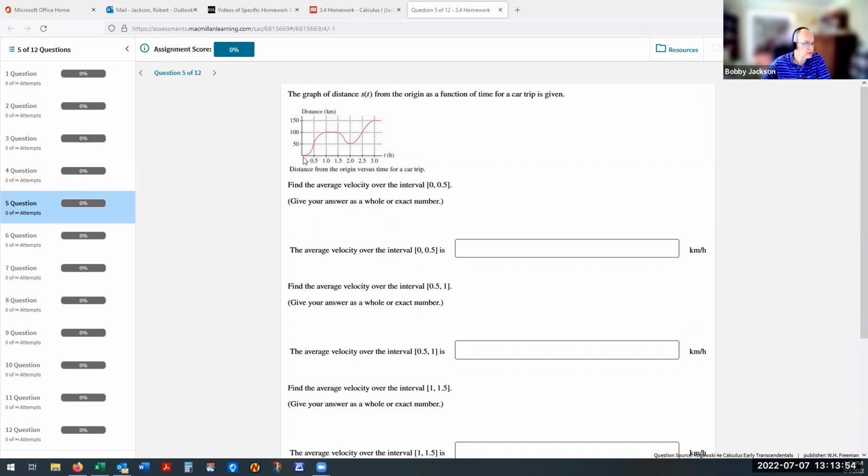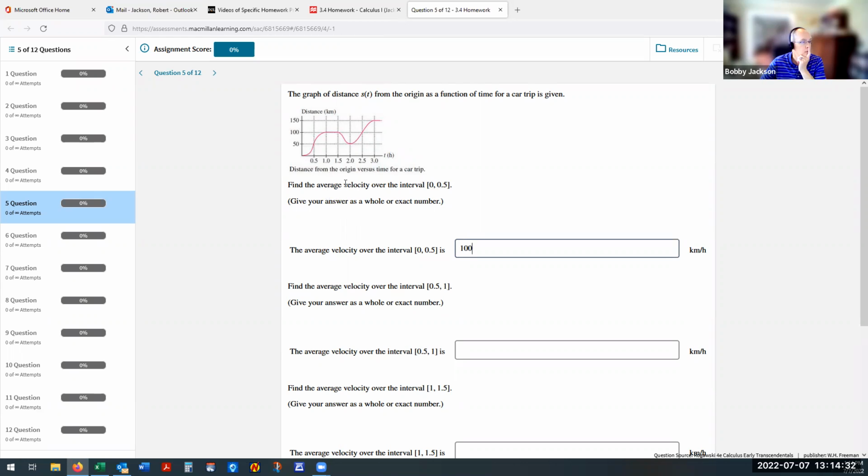If you look at the graph over the first half hour, we start at a distance of 0 kilometers from the origin. After half an hour, we're 50 kilometers from the origin. So we've traveled a total of 50 kilometers in half an hour. If you take 50 kilometers and divide it by that half hour, that's the average velocity. It's just the distance traveled divided by time. So 50 divided by 0.5 is 100, and that's what we're going to type in here.